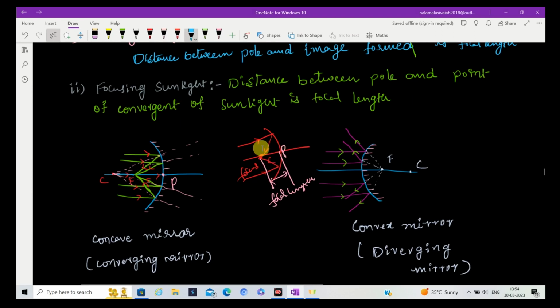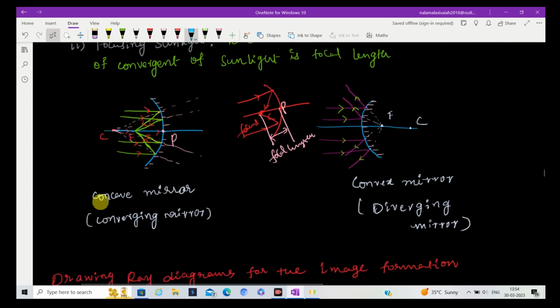So as you see, these are the light rays coming from infinity, and after reflection they meet at one point. That point is called focus. The distance between focus and pole is called focal length. In this diagram, this is about the concave mirror, which is a converging mirror. So why is it a converging mirror? You can observe, these are the light rays coming from infinity. After reflection, those light rays meet at one point on the principal axis. That is called focus.